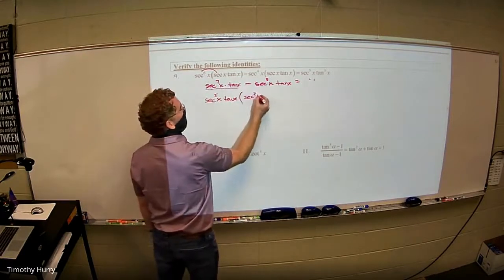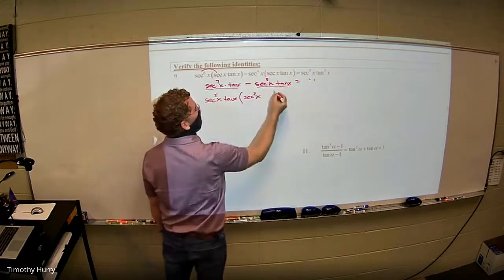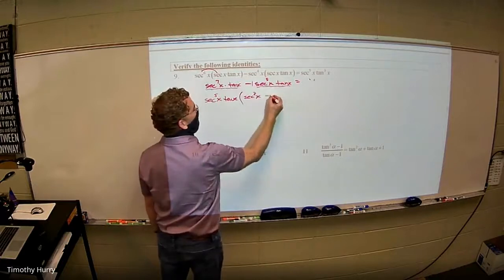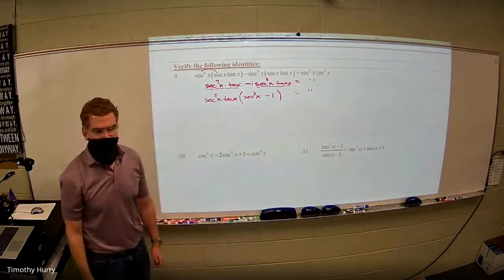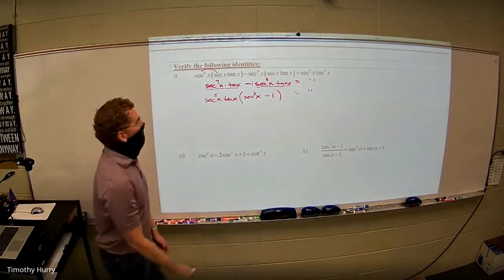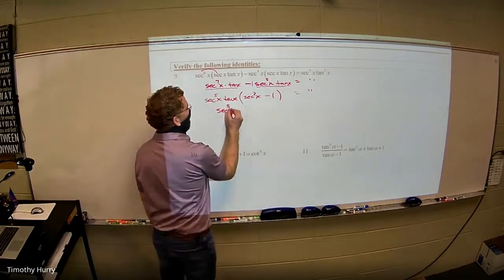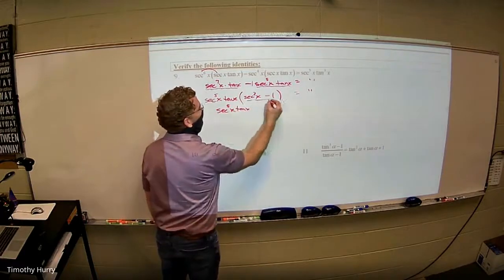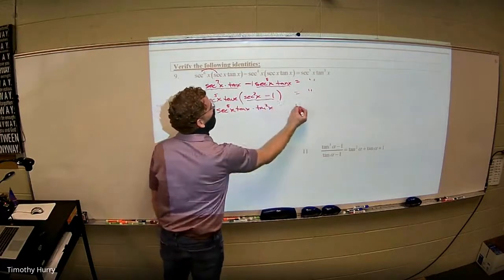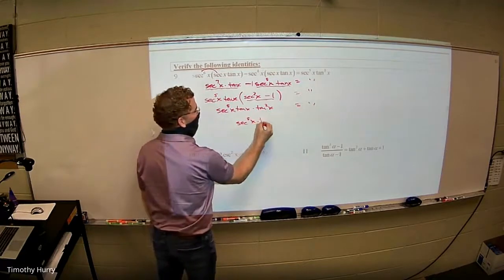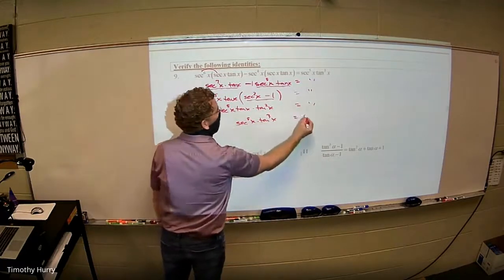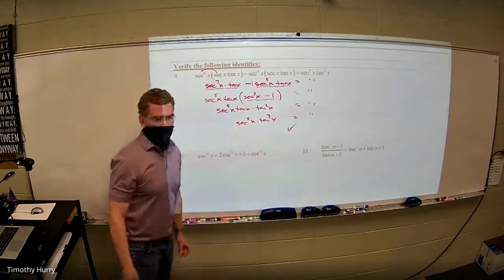Secant squared, what would I have left here? Minus 1. Ooh. What's secant squared minus 1? Tangent squared. That leaves me this. When I replace that with a tangent squared, and when I simplify, what do I get? Done.